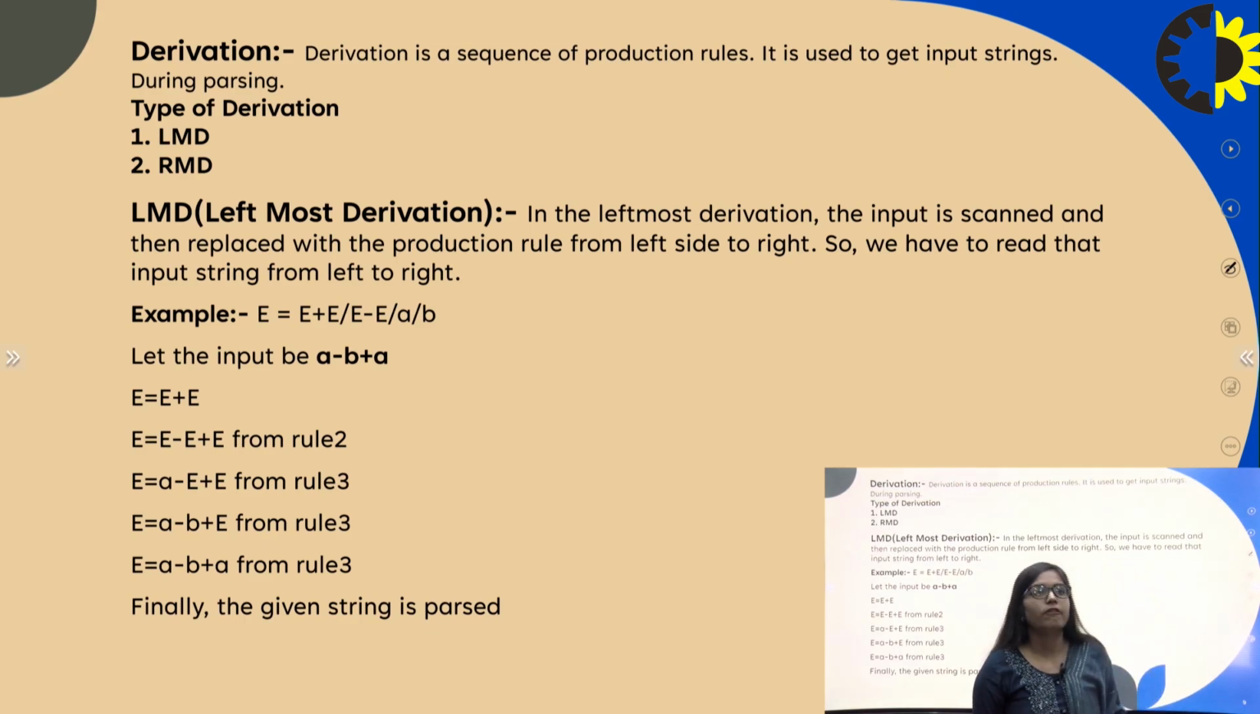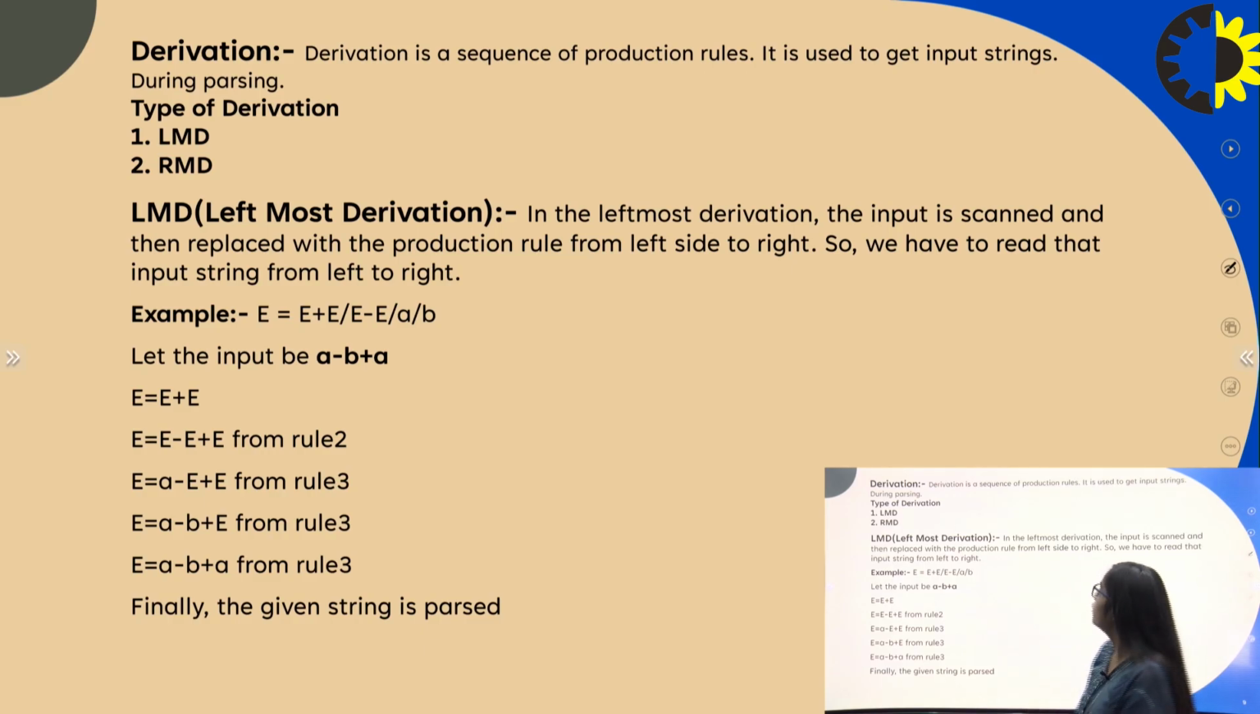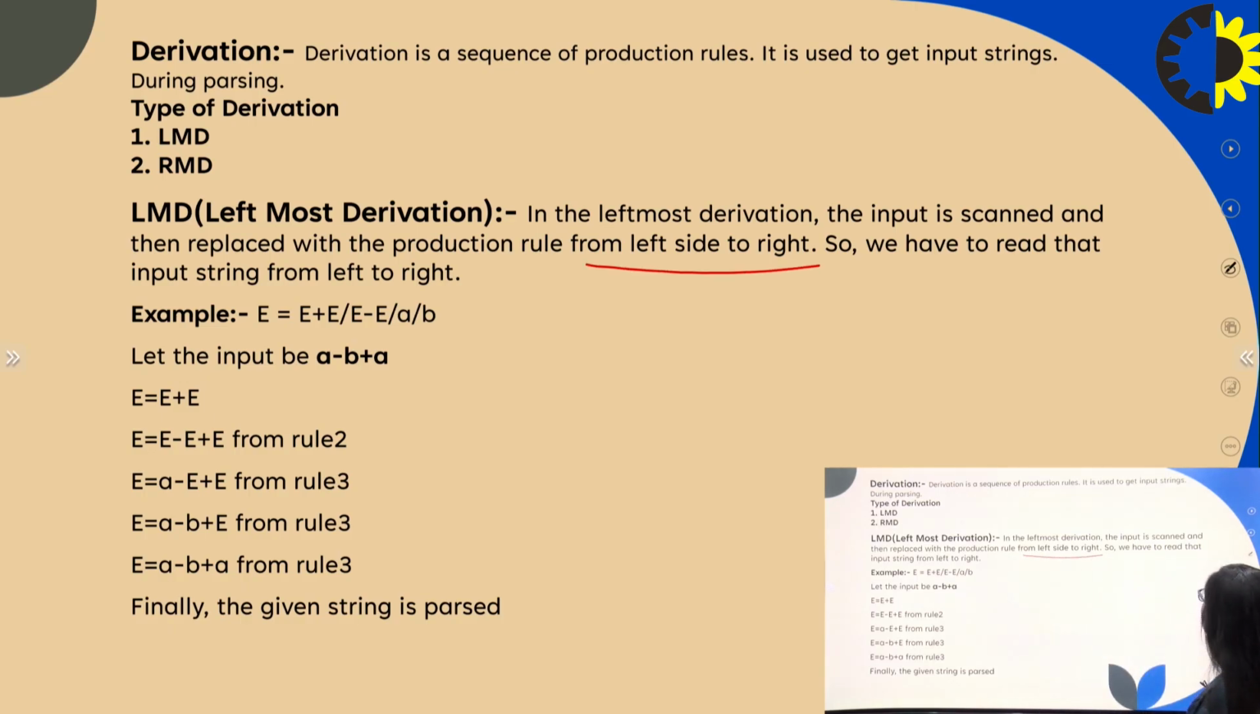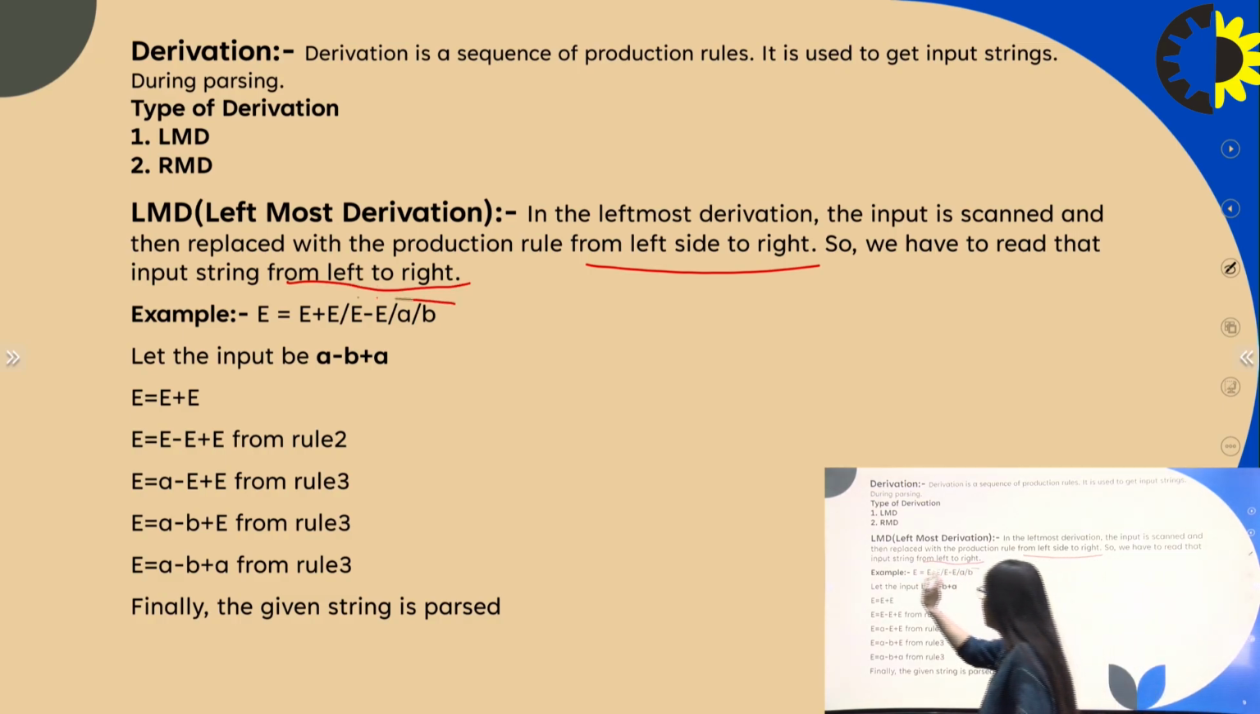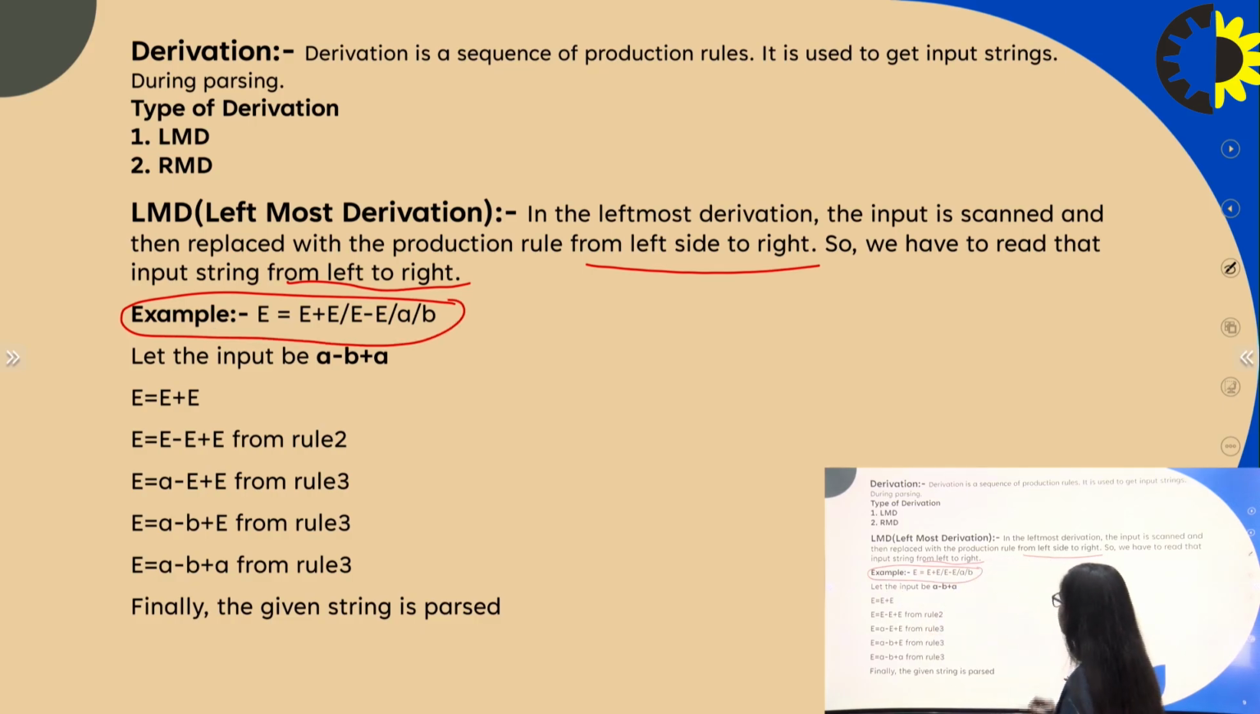Derivation. A derivation is a sequence of production rules. It is used to get the input string during parsing. There are two types of derivation. First is leftmost derivation, second is rightmost derivation. In a leftmost derivation, the input is scanned and replaced with the production rule from left to right. So we have to read the input string from left to right. This is an example of the leftmost derivation, generating the input string a minus b plus a.